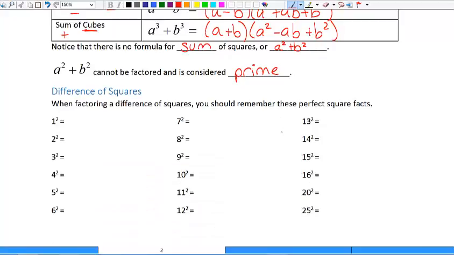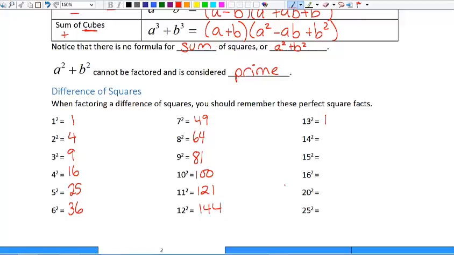Now when factoring a difference of squares, you should remember these perfect square facts. 1 squared is 1 times 1 or 1. 2 squared is 2 times 2 or 4. 3 squared is 3 times 3 or 9. I'm just going to go ahead and finish this chart out. I'm assuming that most of you remember these, but it's a good time right now to review them because these are the numbers that are perfect squares and we will be using for difference of squares.